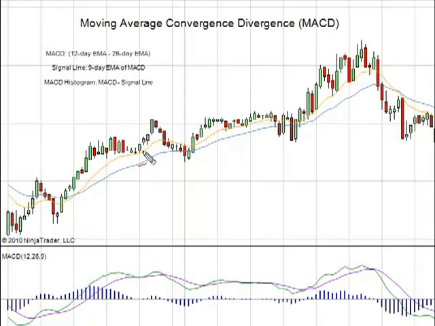Today we're going to talk about the MACD, or the Moving Average Convergence Divergence. And the MACD has simply three parts. One, the MACD itself. Two, the signal line. And three, the histogram. We'll talk about those in a second.